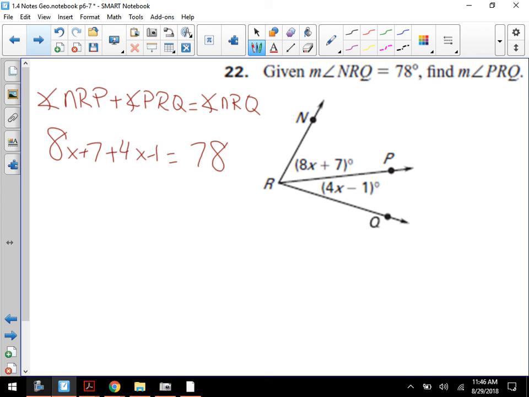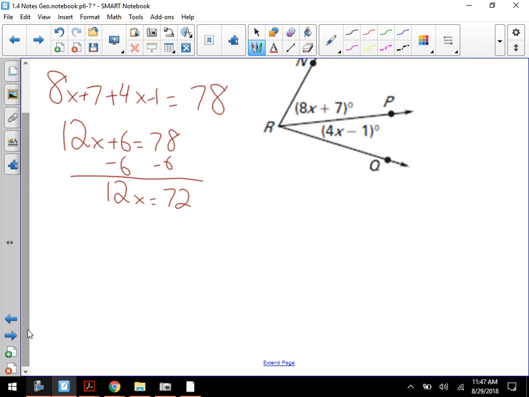Now, ladies and gentlemen, remember, when you have an algebraic statement and you're combining like terms, you're not moving anything. You're just figuring out what is 8x plus 4x. 12x. What's 7 minus 1? And back to the nice and easy two-step algebra. Excellent. Last but not least. Very good. Sorry, keep you awake. X is... Okay.